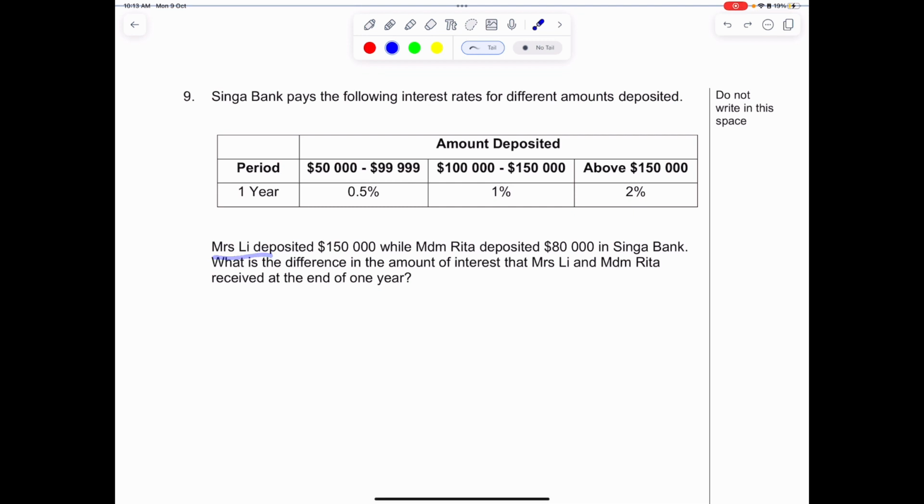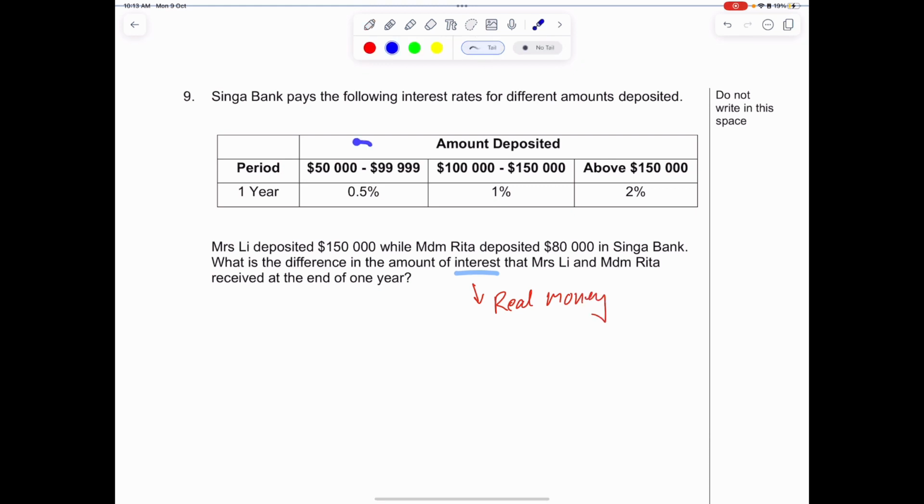Mrs. Lee deposited 150,000 while Madam Rita deposited 80,000. What is the difference in amount that Mrs. Lee and Madam Rita received at the end of 1 year? So when I talk about interest, I want real money. I'm not talking about percentage, so I must calculate.